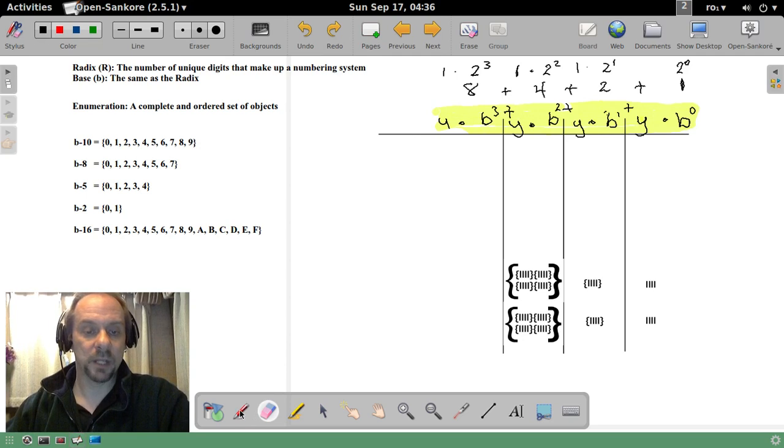So what I mean is, if this one is 0, pardon me, 2 to the first is 2, but 0 times 2 is 0. So this column, in effect, just shuts off.